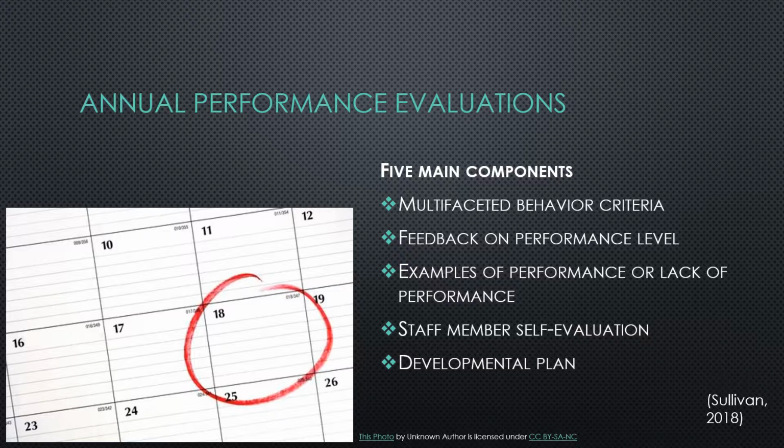A formal annual performance evaluation is composed of 5 main components: multifaceted behavior criteria, feedback on performance level, example of performance or lack of performance, staff member self-evaluation, development plan. These components guide both the staff member and the manager through the process of performance evaluation in a structured format to ensure that most opportunities for growth and development are identified.